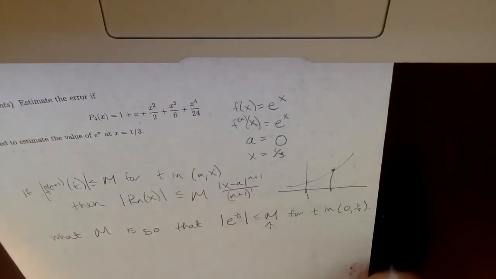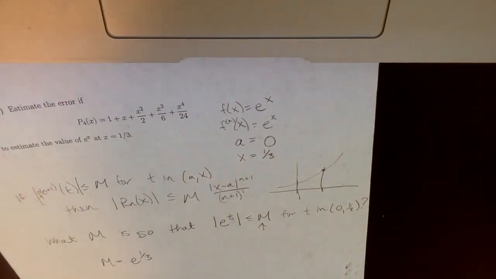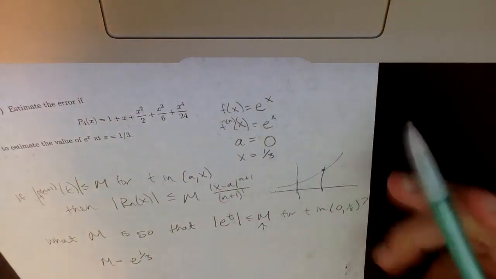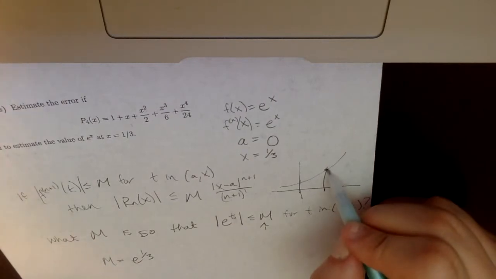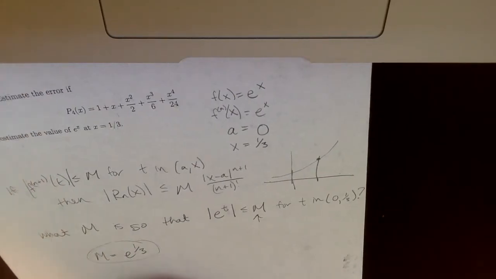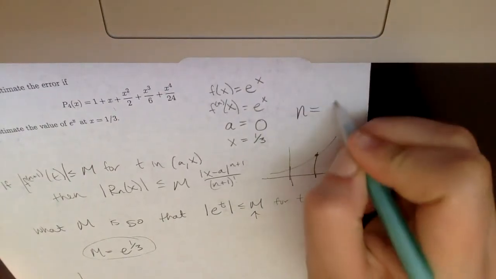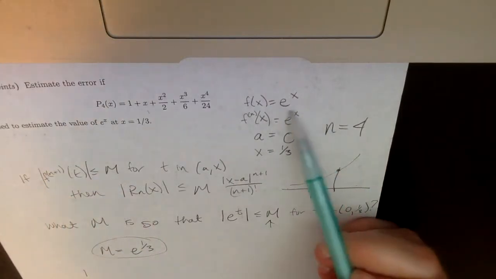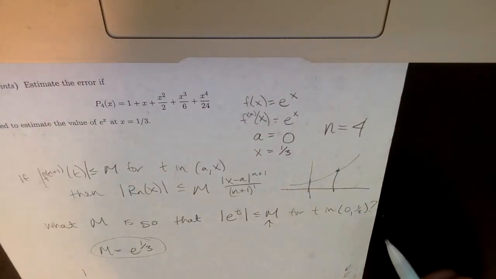So our m is going to be e to the 1/3. That's the biggest the derivative can be, which happens to be the original function, at this right endpoint of our interval. So m is equal to e to the 1/3. And notice here n is 4. So we were looking at the 5th derivative of f, which still happens to be e to the x. Any derivative of e to the x is going to be e to the x, so the 5th derivative has to be e to the x.